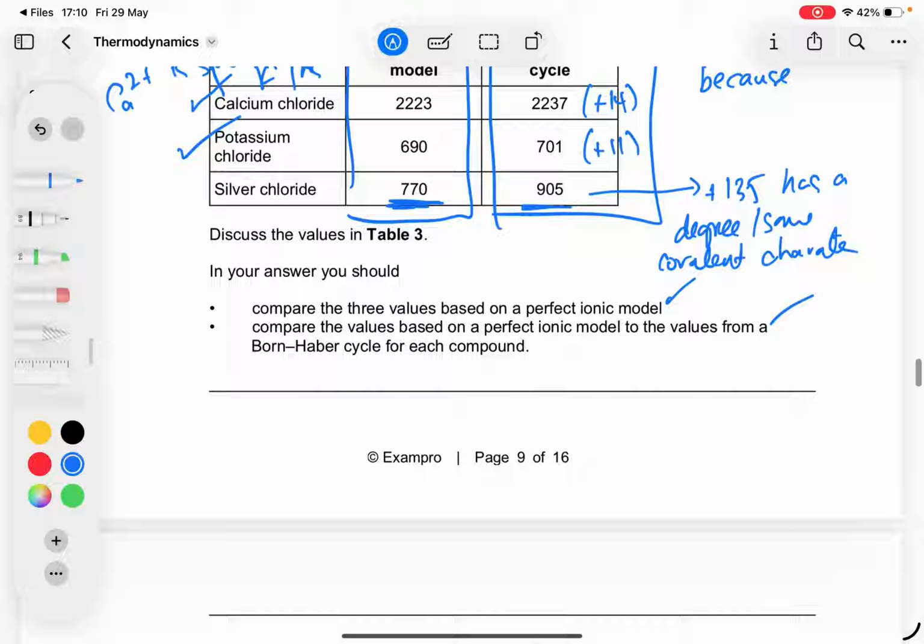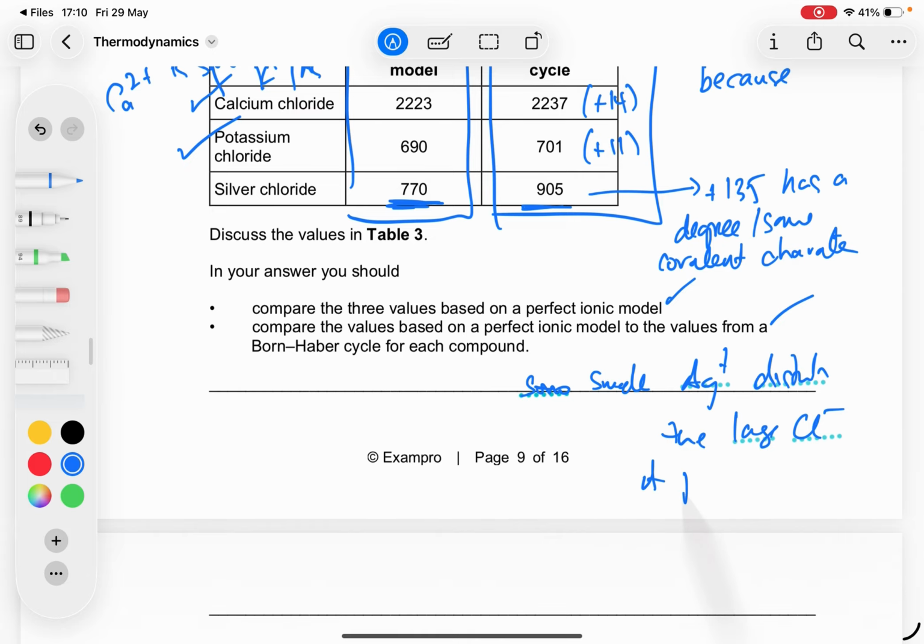Lastly, why does silver chloride have some covalent character? Here you will say that the small silver ion distorts the large chloride ion, i.e. it polarizes the chloride ion. So it attracts some electron density towards itself. And that is how you would tackle a 6 marker on this.